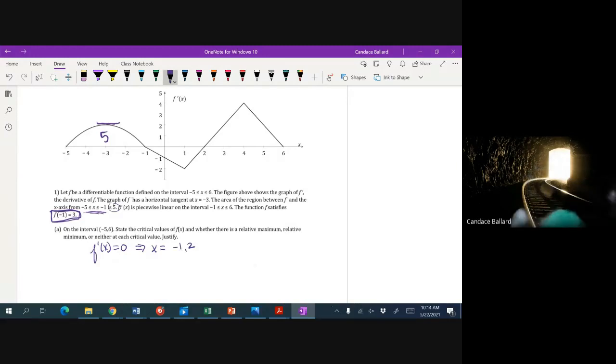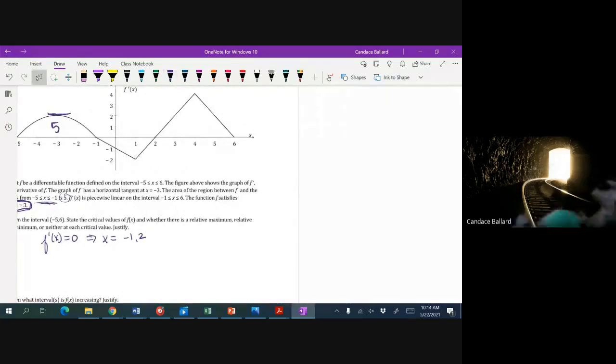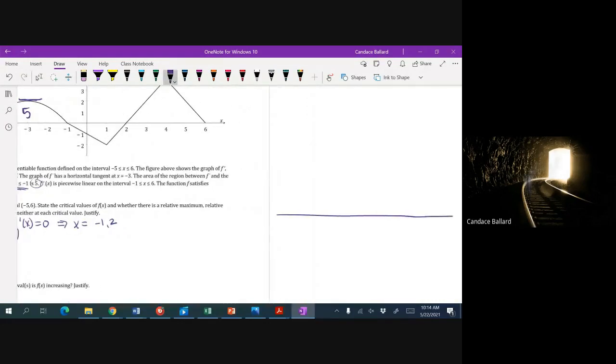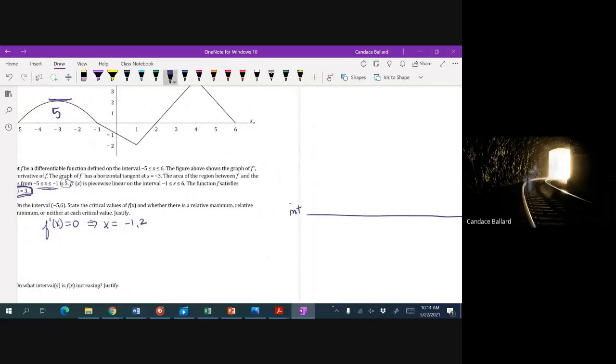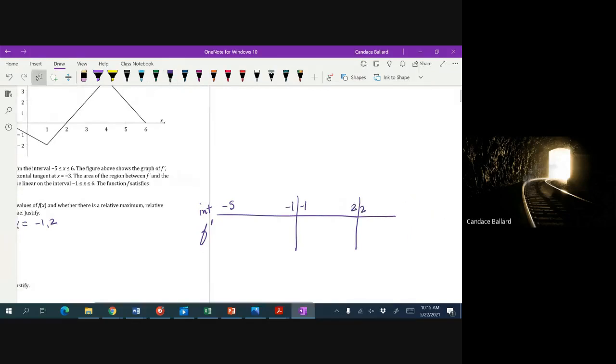Okay, so now I'm going to get out my sign chart, and we're going to get out Mrs. Ballard's crazy sign chart. Okay, and I'm going to actually draw a fairly big sign chart because I'm going to add more to it in a little bit, because of what happens later on. So I'm kind of leaving room for growth in my sign chart. I'm going to put my intervals here, and I'm going to put what's going on with f prime there. So I know that I'm ending at -5. I have a 0 at -1. I have a 0 at 2, and then I am ending at 6.